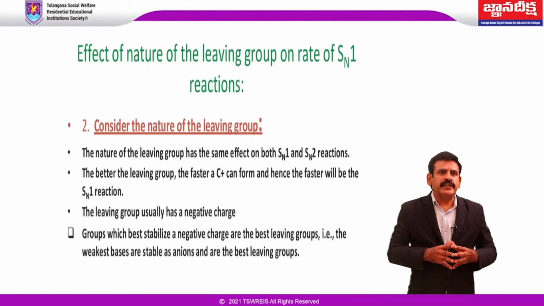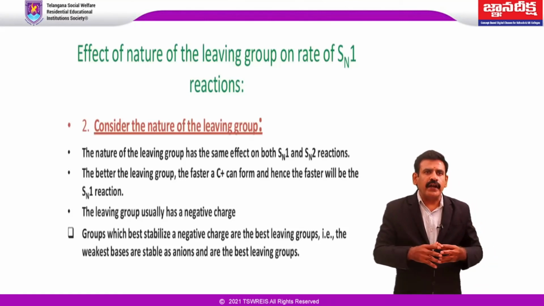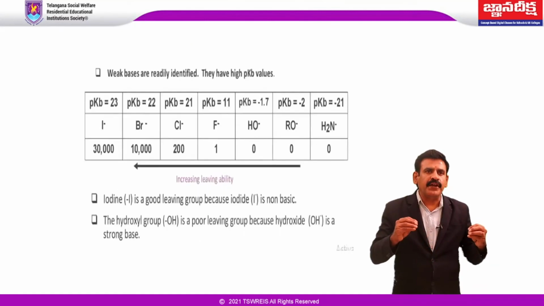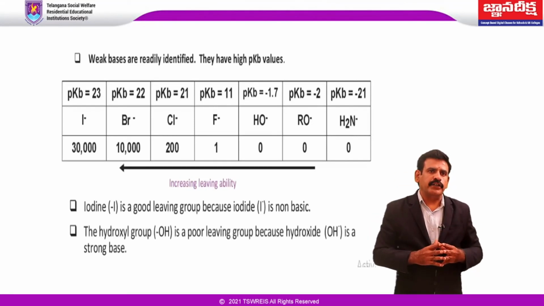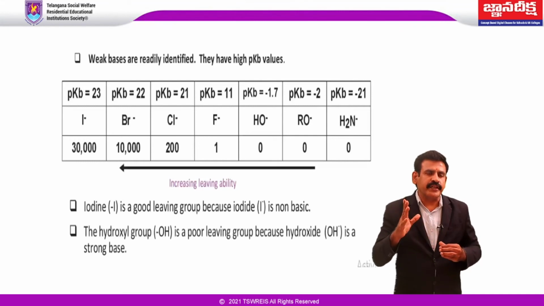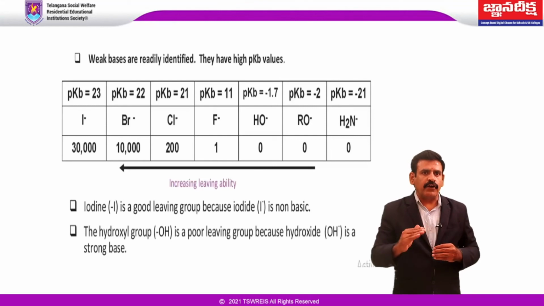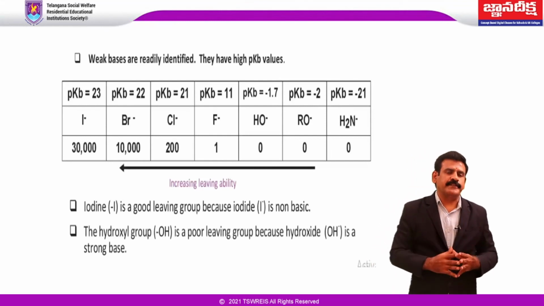Weak bases are readily identified because they have high pKb values. We already discussed this in a previous slide. Iodine is a good leaving group because iodide is non-basic. The hydroxyl group is a poor leaving group because hydroxide ion is a strong base.